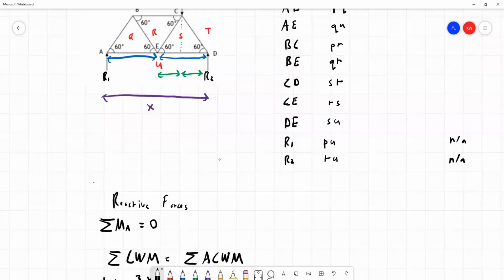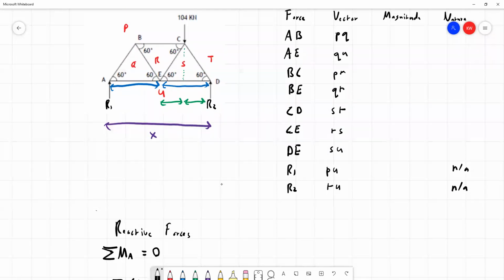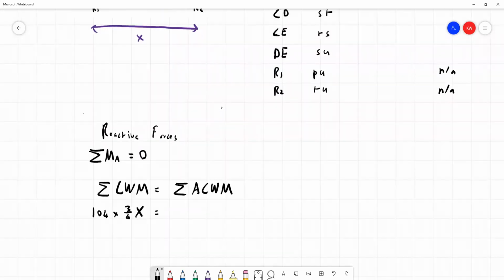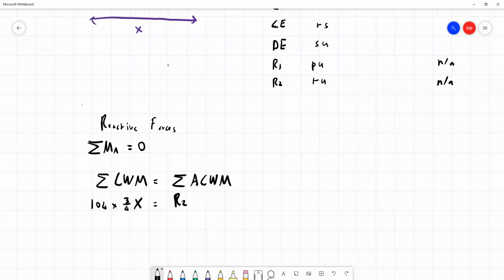In terms of our anti-clockwise moments, there's only one force acting other than the 104 kilonewton force, and that's R2, and that's acting upwards and to the right, which means it's going to be our anti-clockwise moment. So we have a force R2, and it's acting at the full distance x away from point A. So we've got R2 times x.